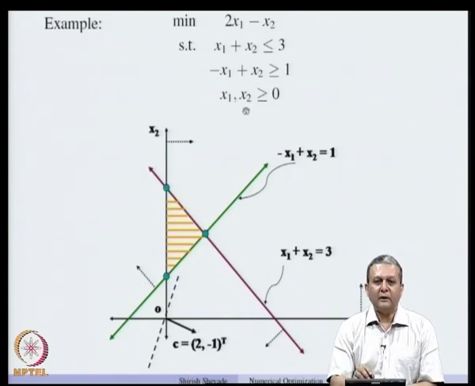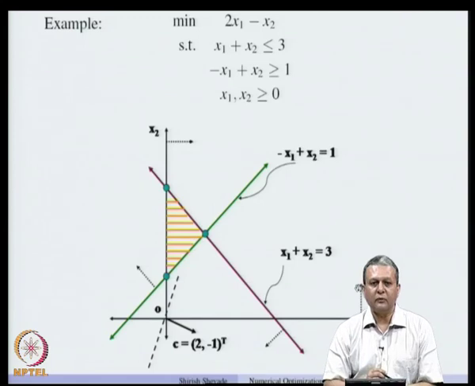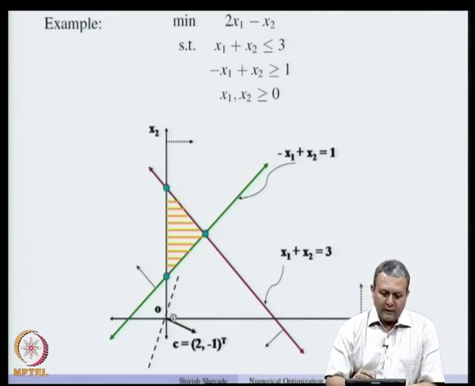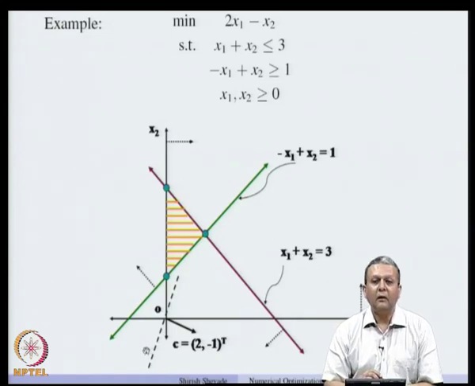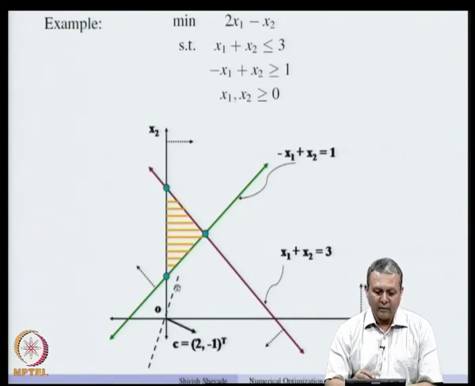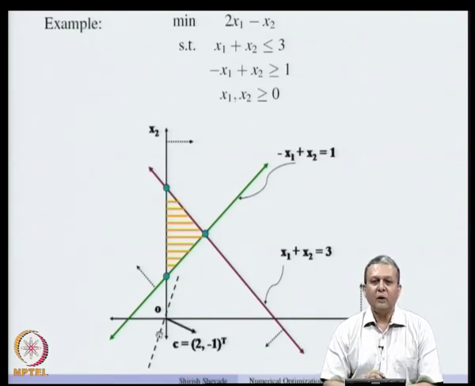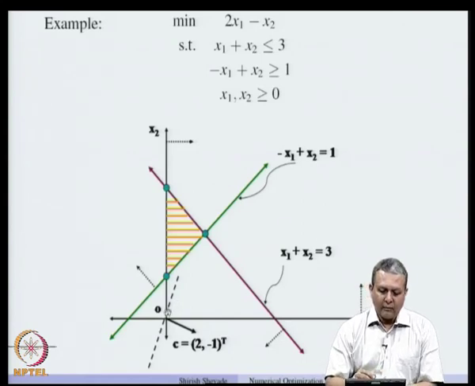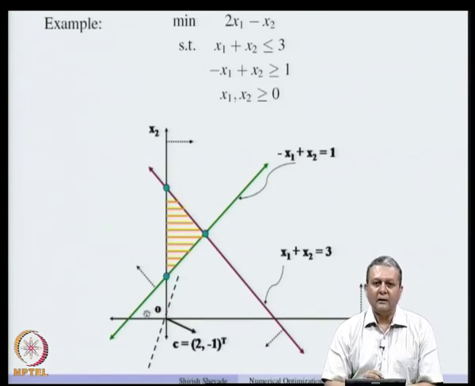Further, we have the non-negativity constraints as usual. So, x1 greater than or equal to 0 corresponds to this half space, and x2 greater than or equal to 0 corresponds to this half space. The vector c is 2 comma minus 1, which points in this direction. So, this plane is the hyperplane whose normal is the vector c, and the hyperplane passes through the origin. So, when we saw the geometric interpretation of linear programs, we saw that we have to get a hyperplane which is parallel to this and where the function value is the least.